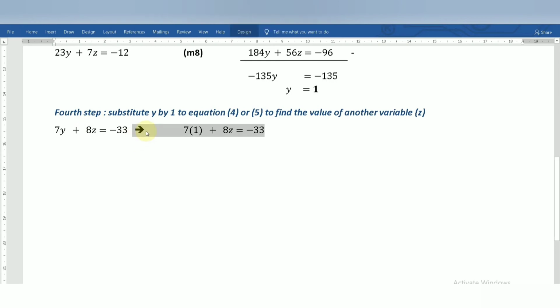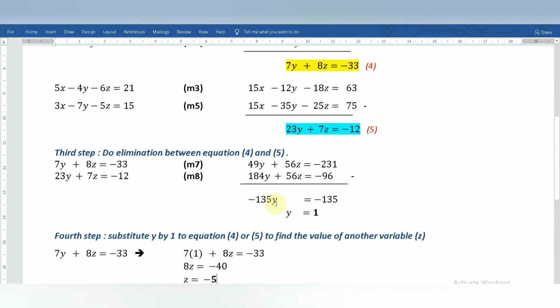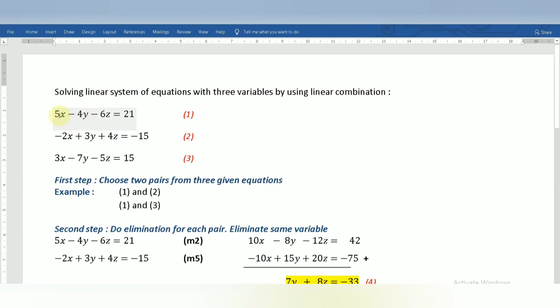So I will substitute y by 1, and with simple algebra, I will find this, and I will divide both sides by 8. I find the value of z. So y and z, I have already found the values that satisfy all the three equations. Next, I have to find the last one, x. How to find x? We have to use one of these three.